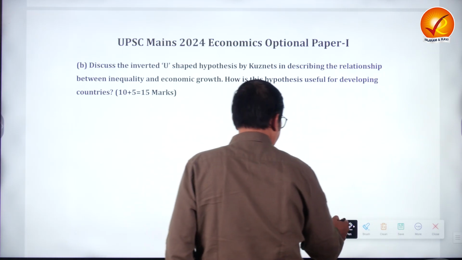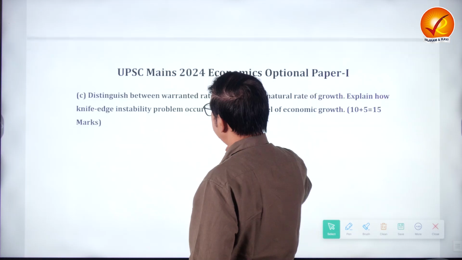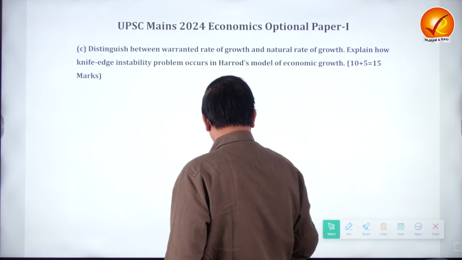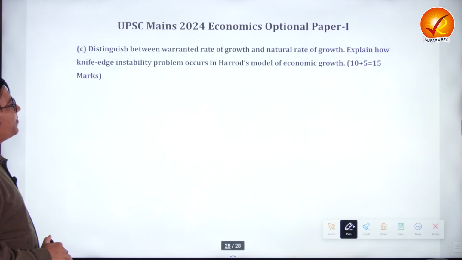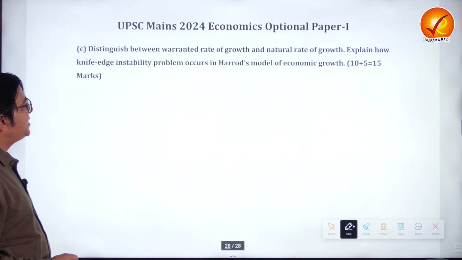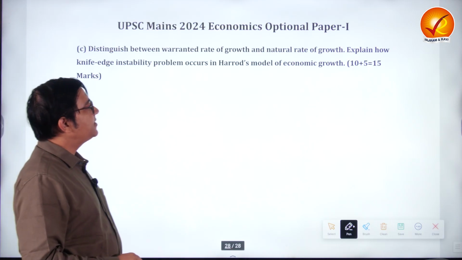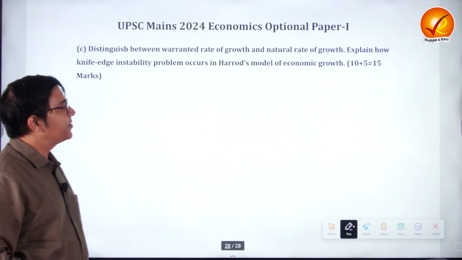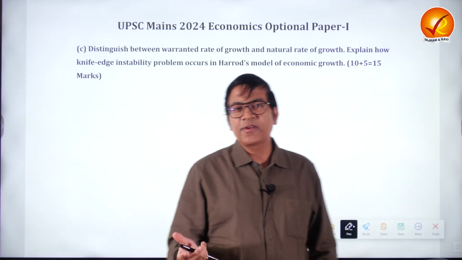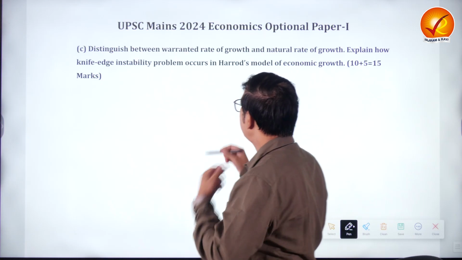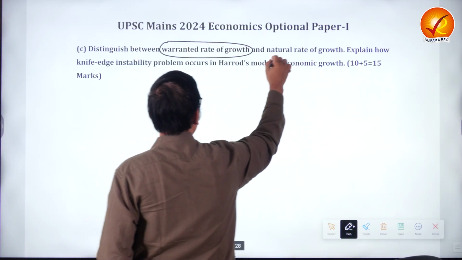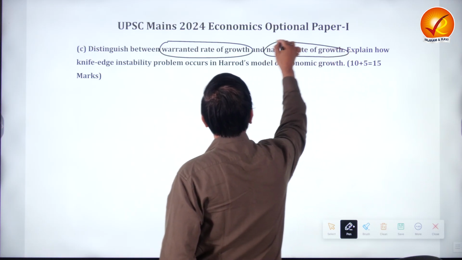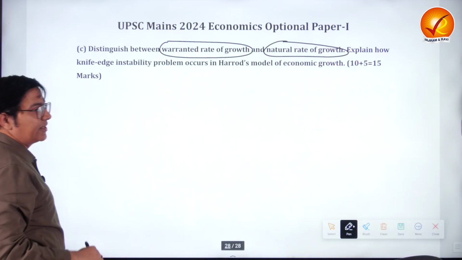And coming to the final question now of the paper 1. Distinguish between warranted rate of growth and natural rate of growth. Explain how knife edge instability problem occurs in Harrod's model of economic growth. Again, a very standard question on growth and development. Harrod's model uses 3 types of growth. 2 of them are here, which are warranted and natural rate of growth.